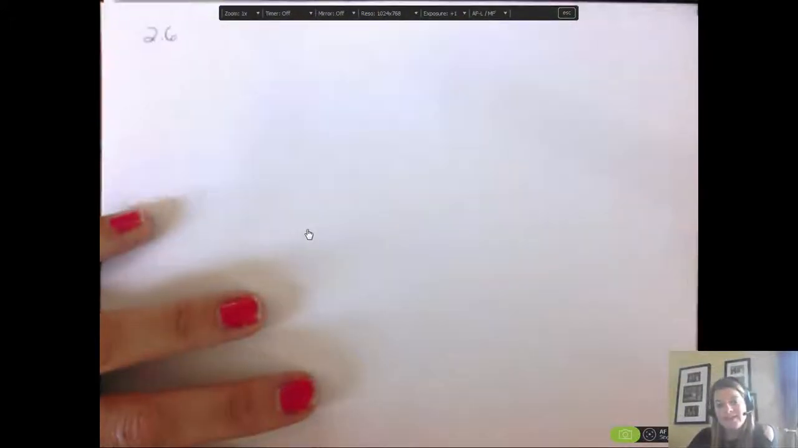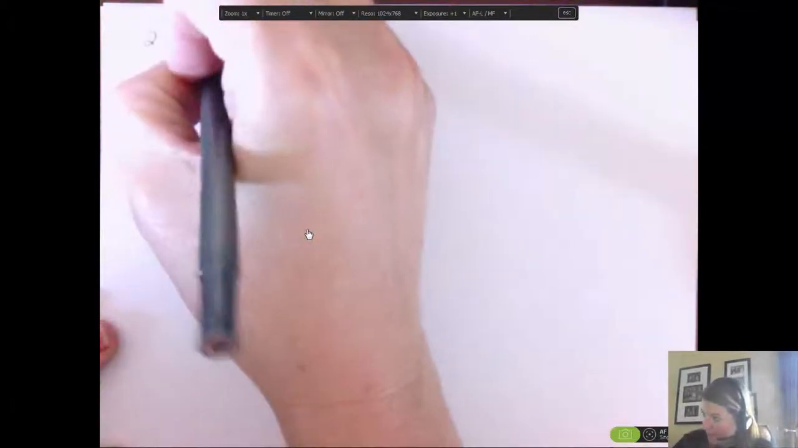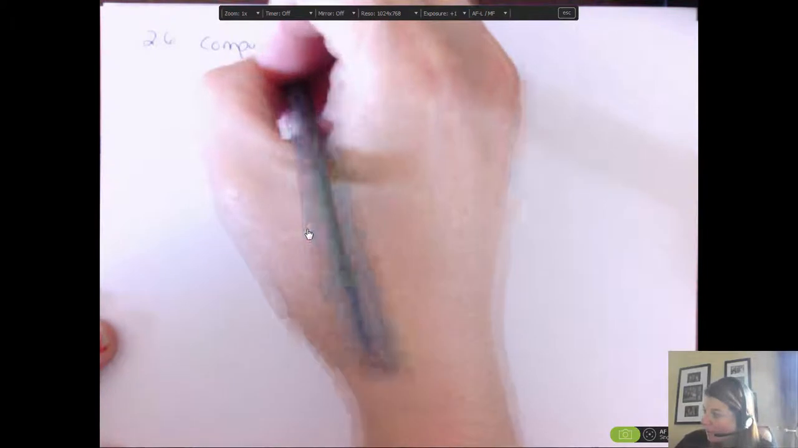Hi, this recording will be on section 2.6, set operations and compound inequalities. And like I said before, it might not be 2.6 in your book, but it's basically set operations and compound inequalities.